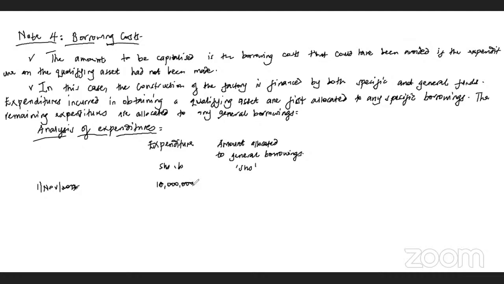Now, is this 10 billion from general funds or from a specific borrowing? If you first allocate the expenditures to any specific borrowing, is the 10 billion to be allocated to the specific borrowings or to the general borrowings? Specific. It means that this 10 billion is not allocated to any general borrowing. So I'll just put a dash. Then we incurred on 1st April 2018, how much? 15 billion.